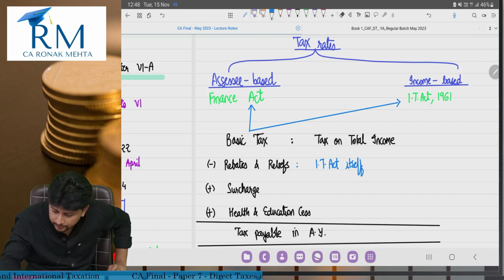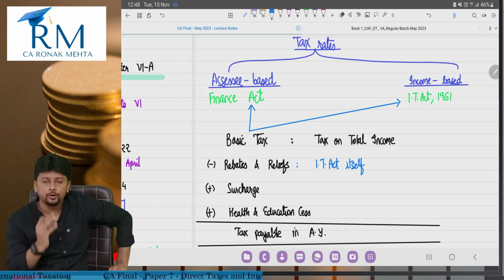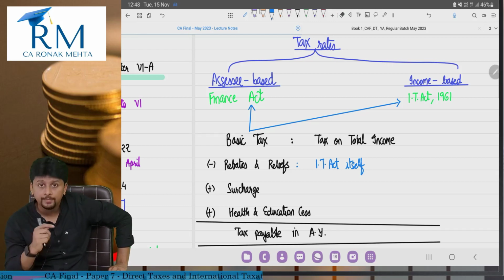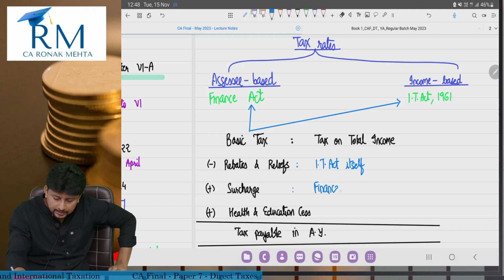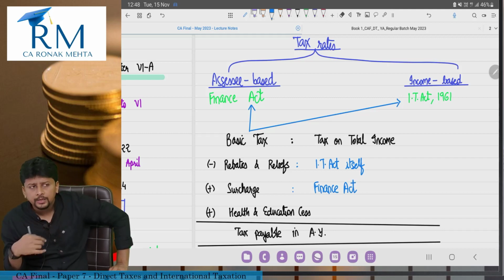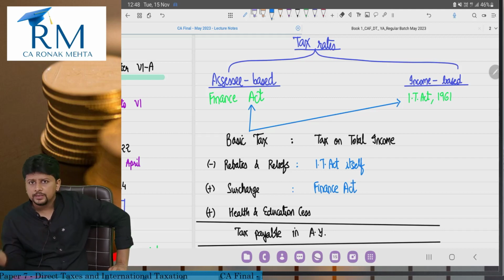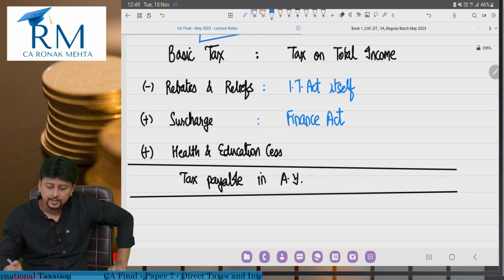You might remember that if you are a very small taxpayer as an individual, earning income up to 5 lakh rupees only, you get a rebate of 12,500. So this is the rebate that we are talking about. Surcharge, rates of surcharge are given by the Finance Act. Surcharge keeps on varying depending on the assessee. Companies have a different rate of surcharge, individuals have a different rate of surcharge. So Finance Act gives you that.